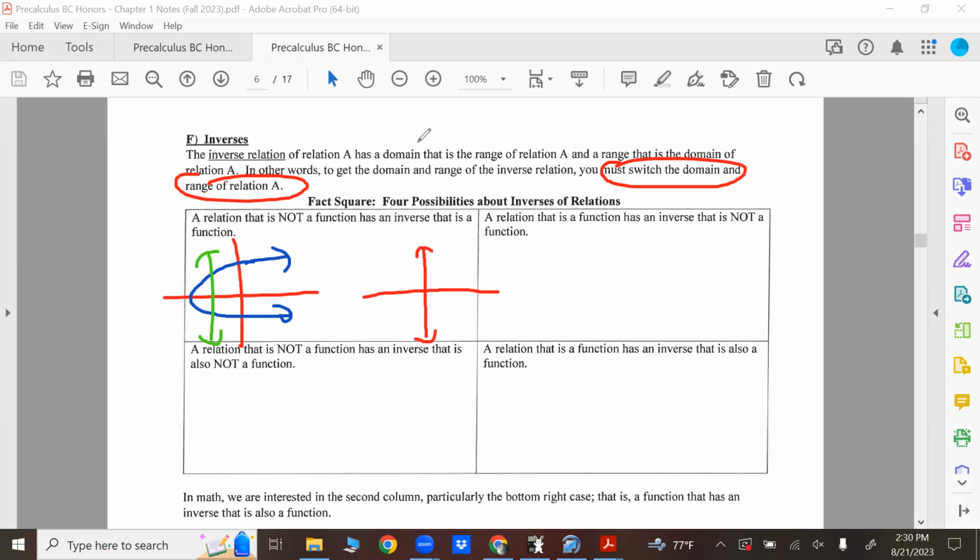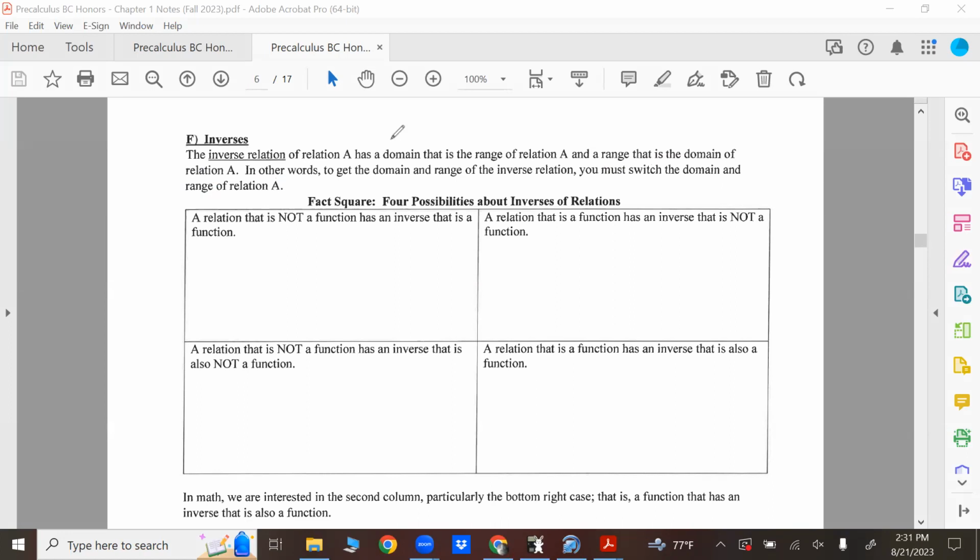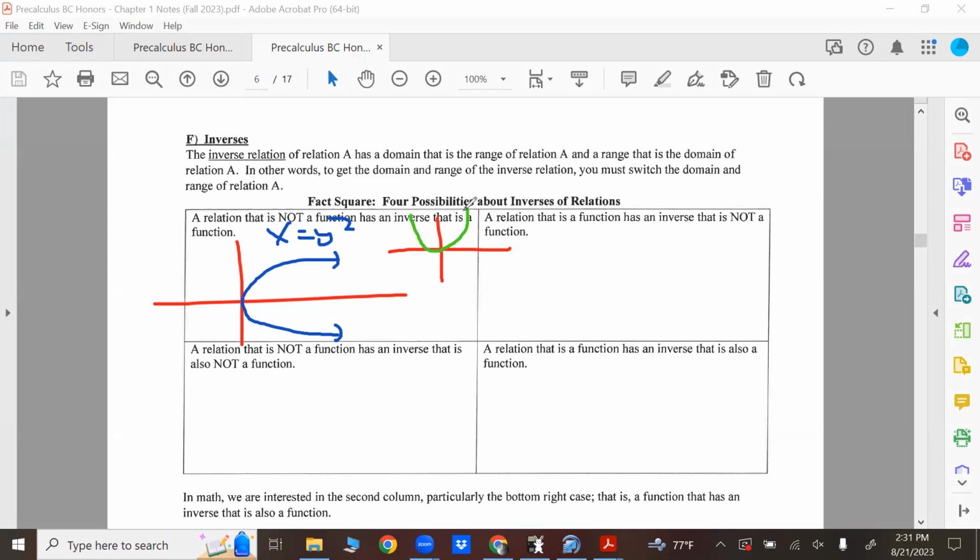Actually, let me redraw that one more time. I'm not going to make a big change. I'm just going to draw it like this. Anyone know what equation that would be? So its inverse would be what then? Y equals x squared. So that's an example where the original is not a function, but the inverse is.